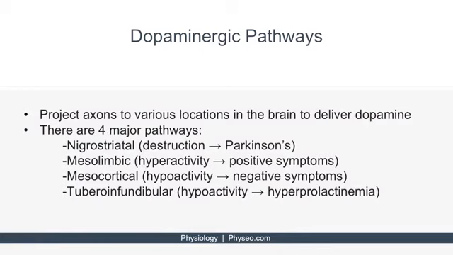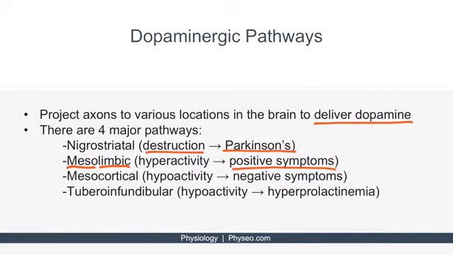So now let's review all of the dopaminergic pathways together. Recall that they all project axons to various locations in the brain to deliver dopamine. And there are 4 major pathways. The nigrostriatal, which goes from the substantia nigra to the striatum, and if you have destruction of this, you get Parkinson's disease. And the mesolimbic pathway goes from the mesencephalon or midbrain, specifically the ventral tegmental area, to the limbic system. And when you have hyperactivity of this system, you get the positive symptoms associated with schizophrenia.